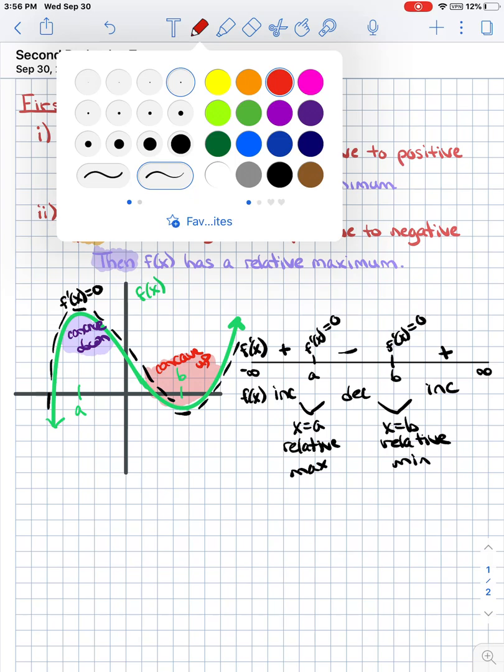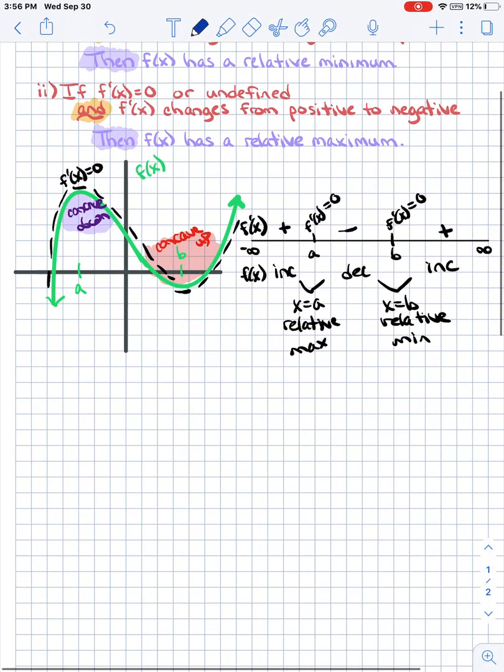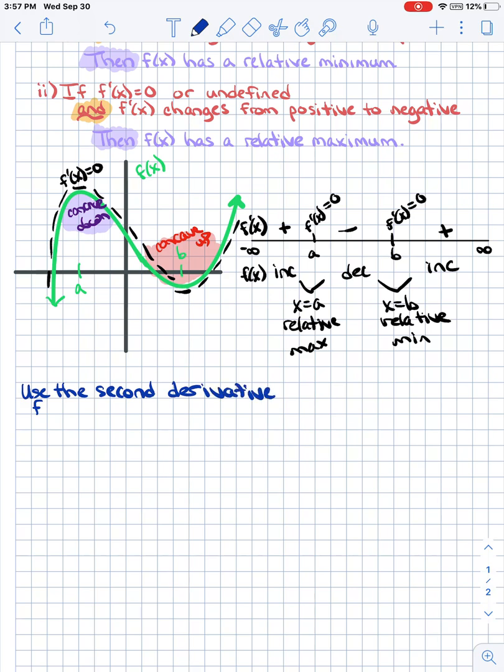So let's try one. Let me just create a function here that might be somewhat convenient. Use the second derivative test to determine the relative extrema, mins or maxes, of f of x. Okay, so let's just look at an example.